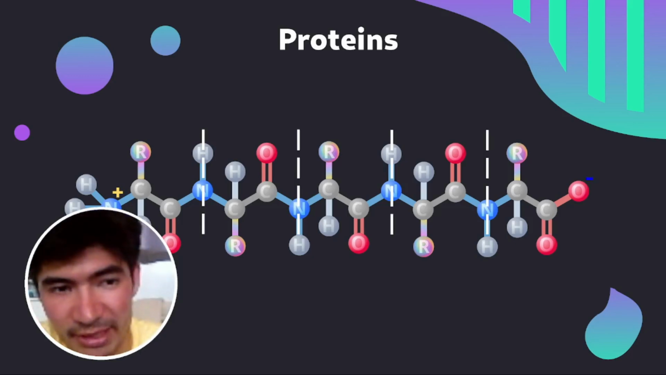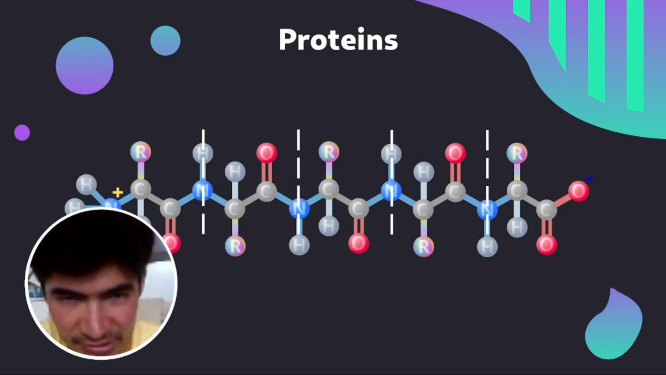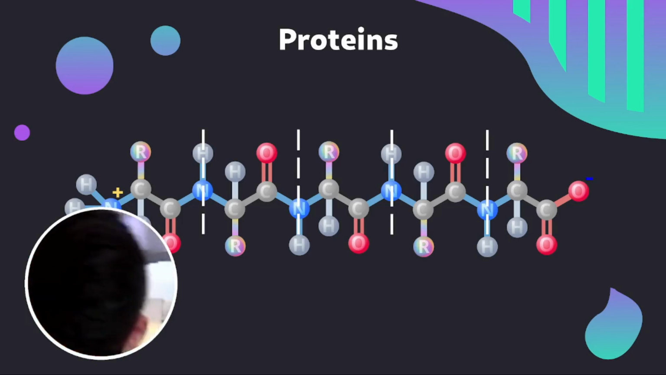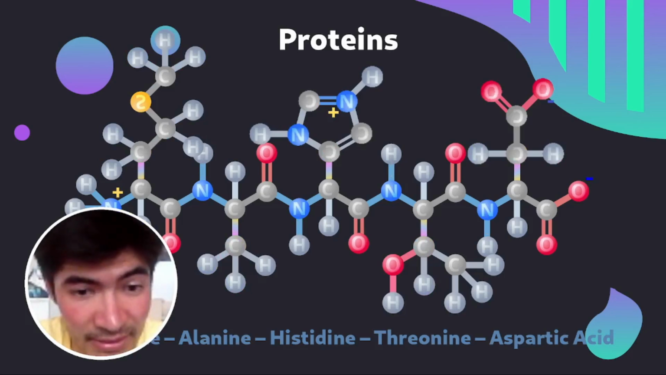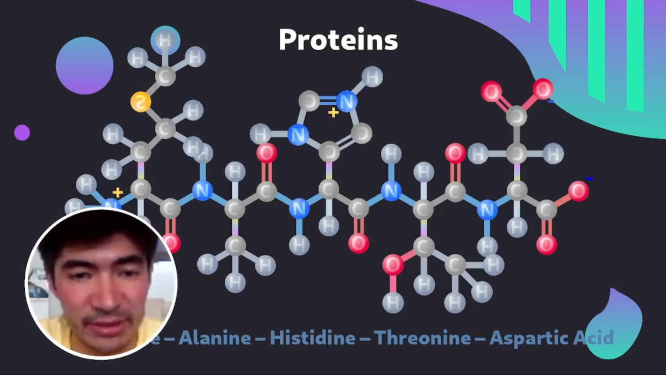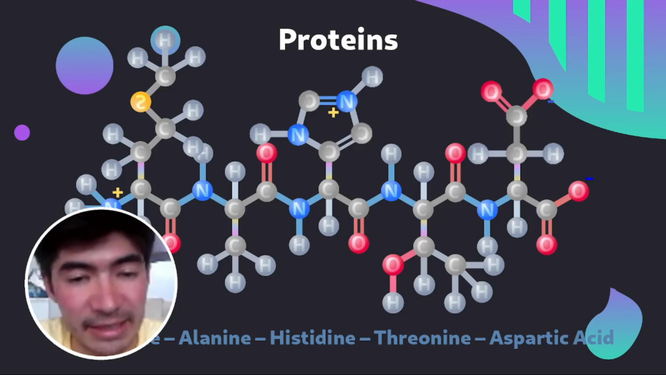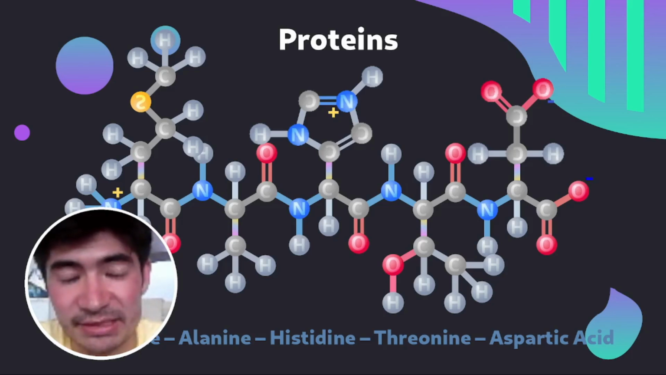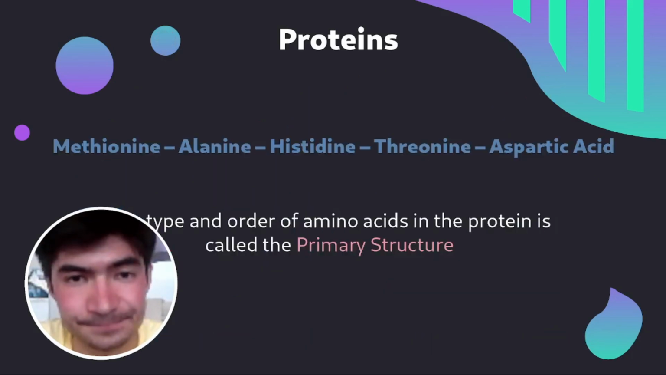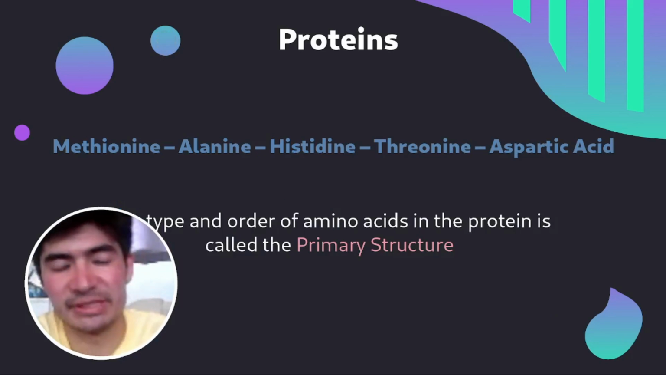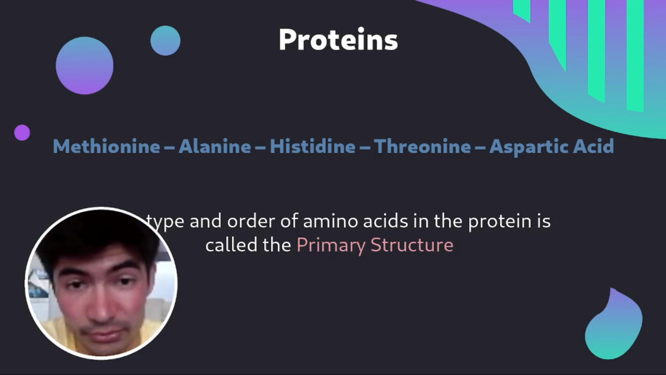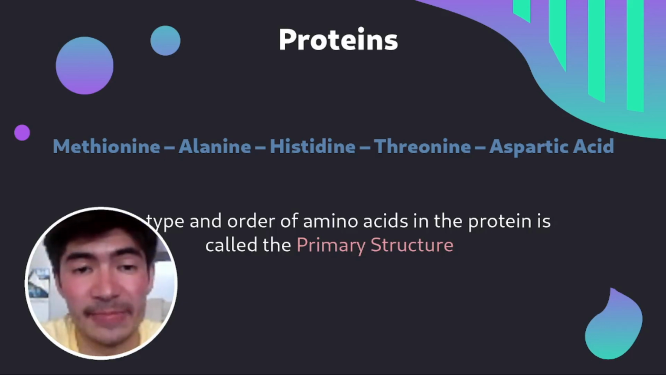Okay, so if we look at a peptide chain again, we have those little markings in between to show where one amino acid begins and the other separates. That marking is where a peptide bond is. Now, let's say that each one of the amino acids will substitute in the R group. So now we have methionine, alanine, histidine, threonine, and aspartic acid as our amino acid chain. The type and order of amino acids is called the primary structure.